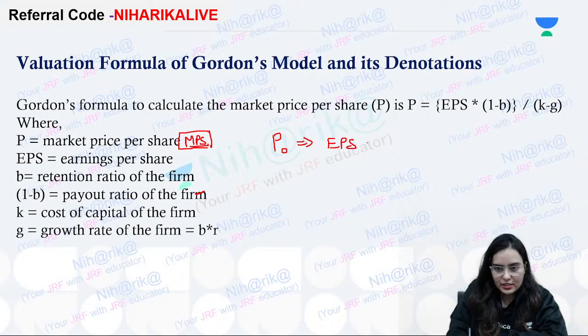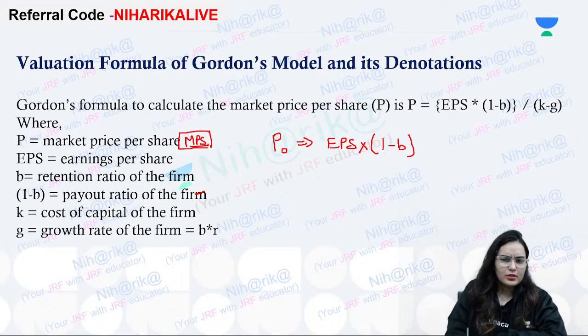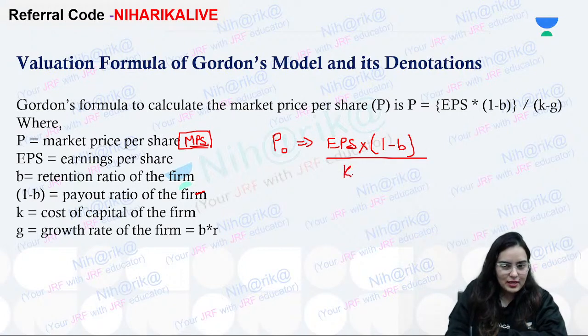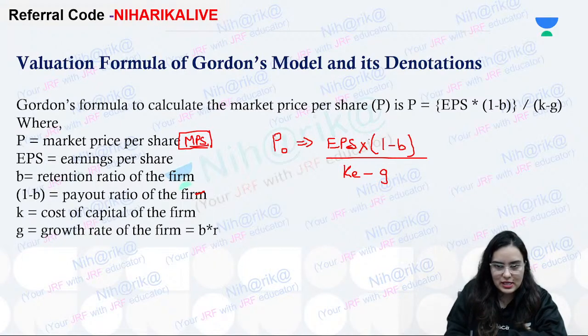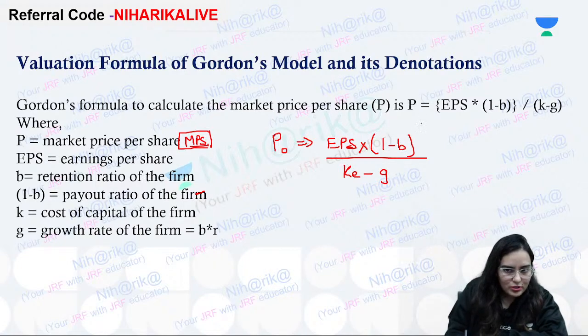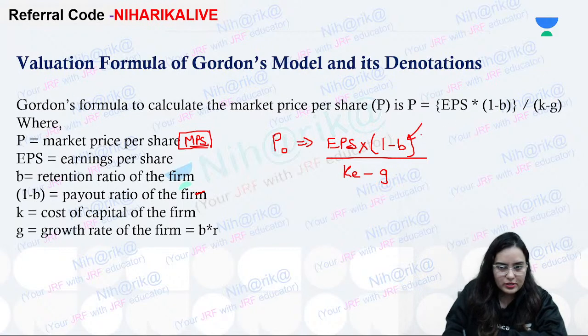EPS into 1 minus B, divided by KE minus G. Oh, this is complicated, is it? No, this is not complicated. Let's decode it. Come on, we can decode. Simple. Priya, Raki, we can decode. What is B? Retention ratio.